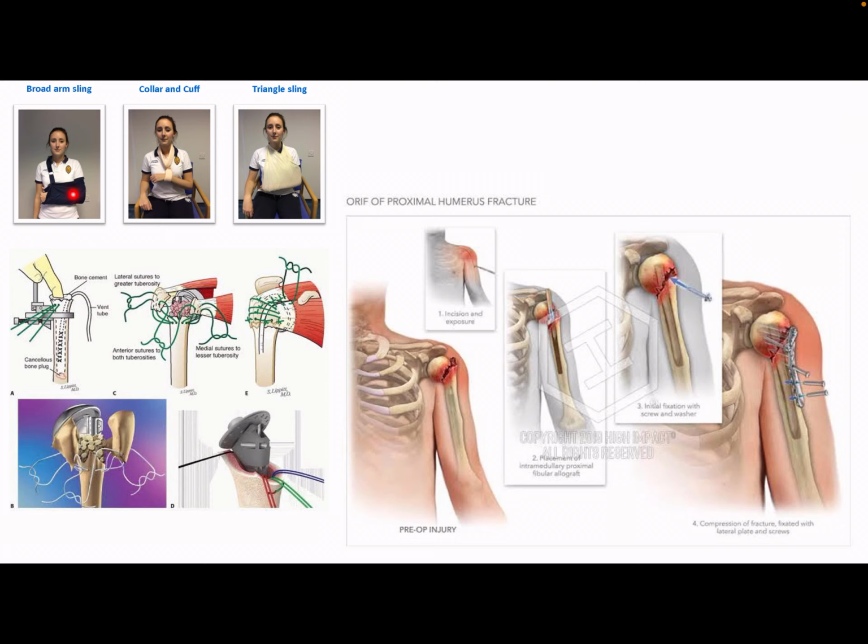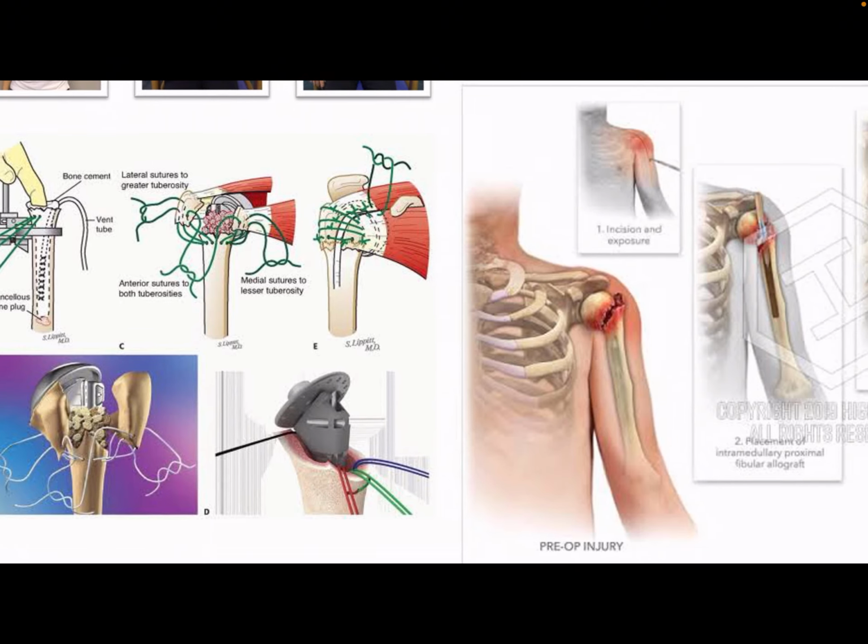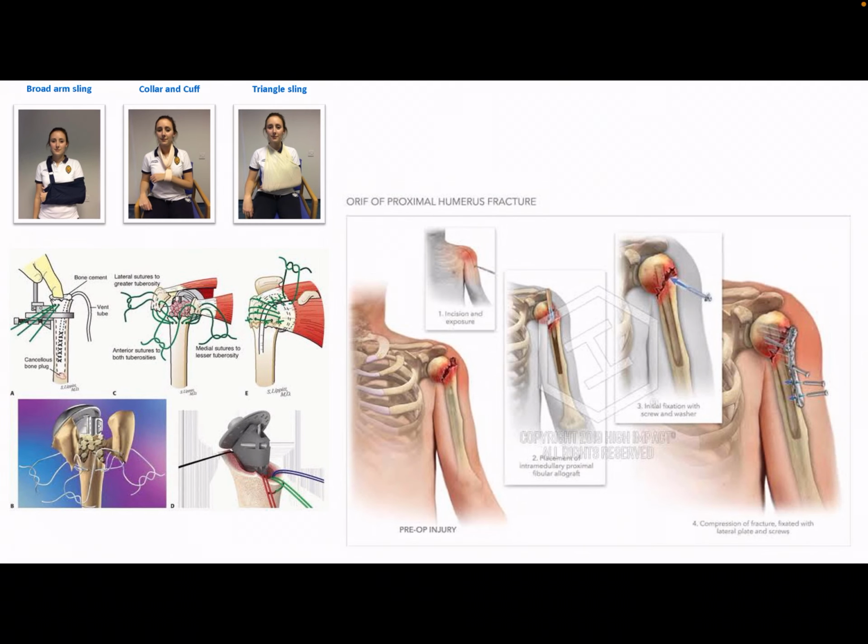And okay, so here are the different treatments. This one is the broad arm sling, collar and cuff, triangle sling. This is basically the conservative treatment, and it is done for one part fracture. Then here, this is the prosthetic. See, this is the prosthetic material. Here, this was the bone. The surgical neck and the anatomic neck were removed, and this prosthetic material is being inserted inside the bone, and then see how it is going to cover this entire area. So this was a prosthetic one, and it is usually done for patients who are old.